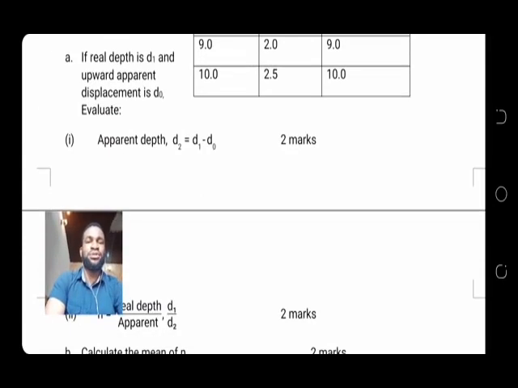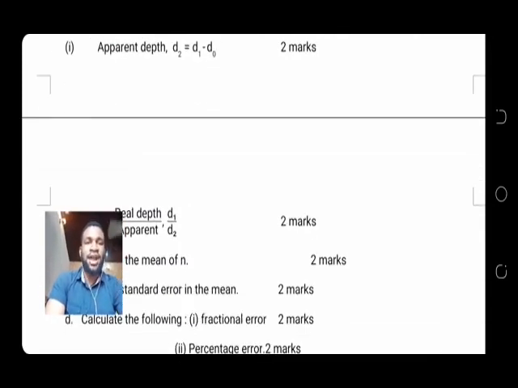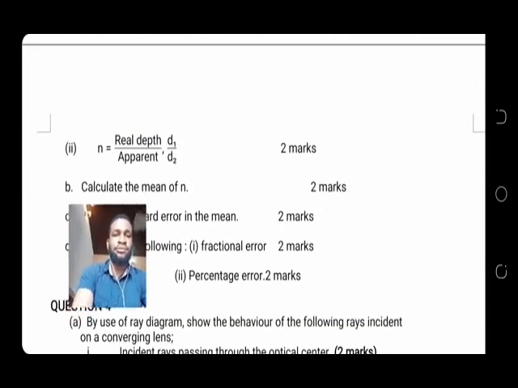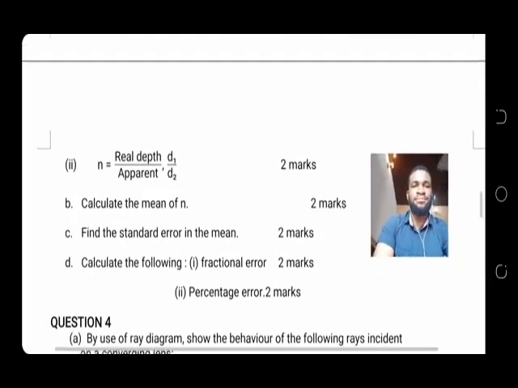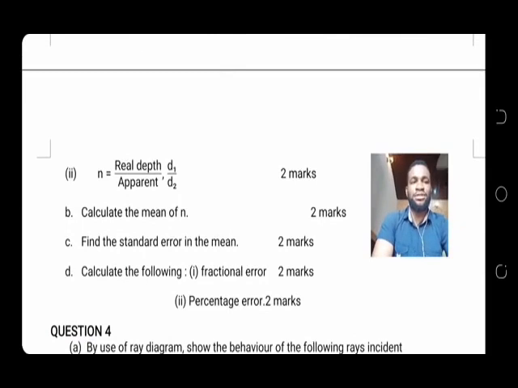We have an apparent depth which is d sub 2 equal to d sub 1 minus this, and then we also have the real one. Okay, let's get started because we are going to handle this very well.